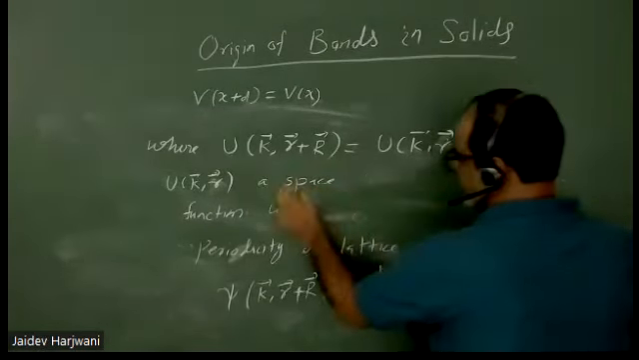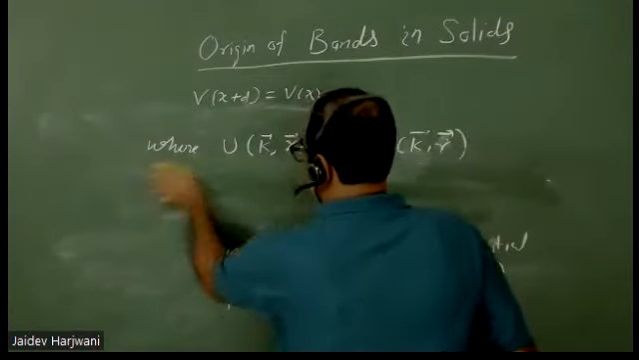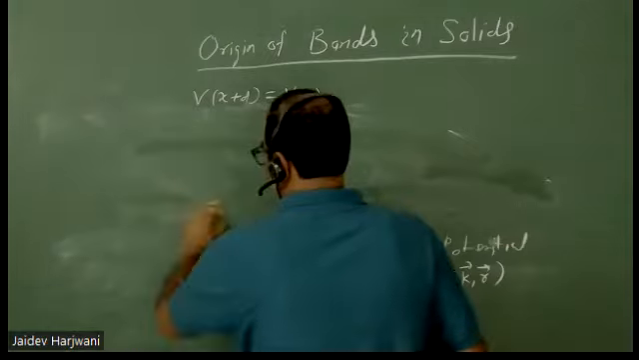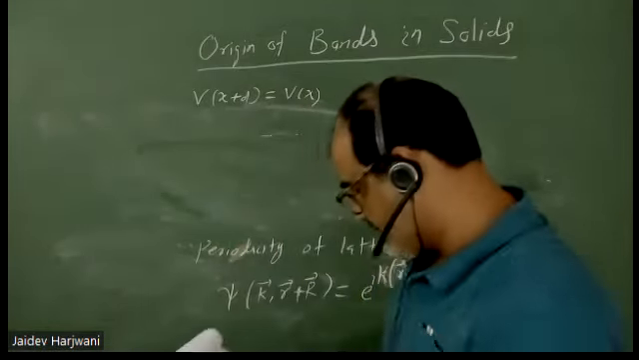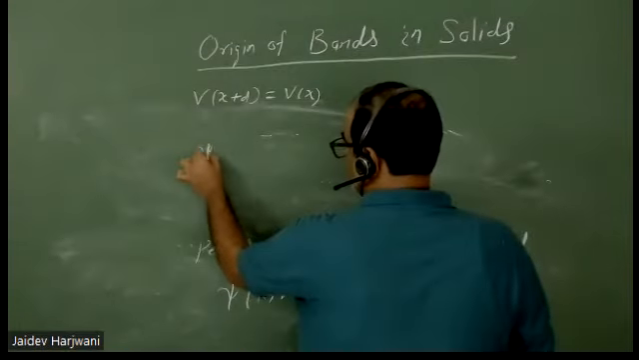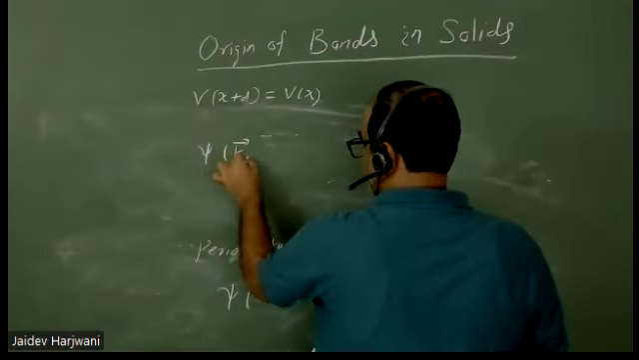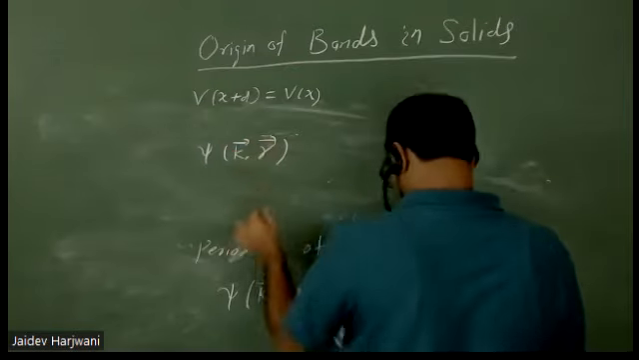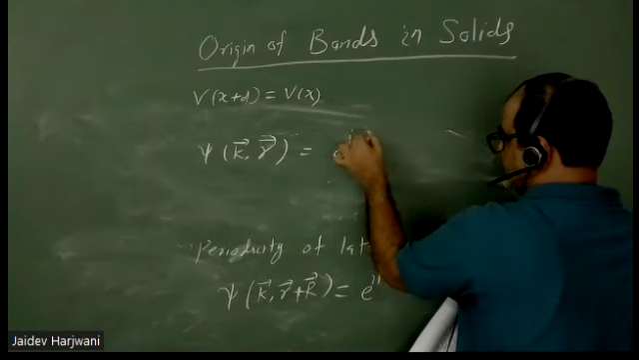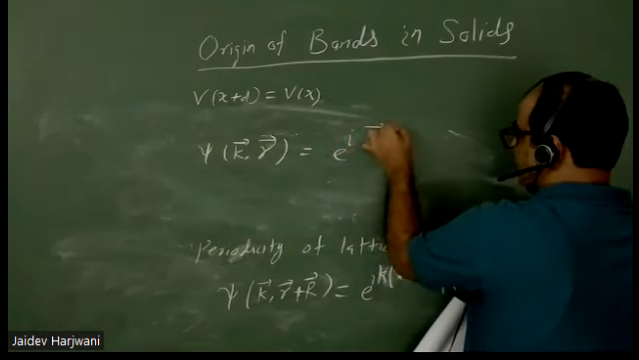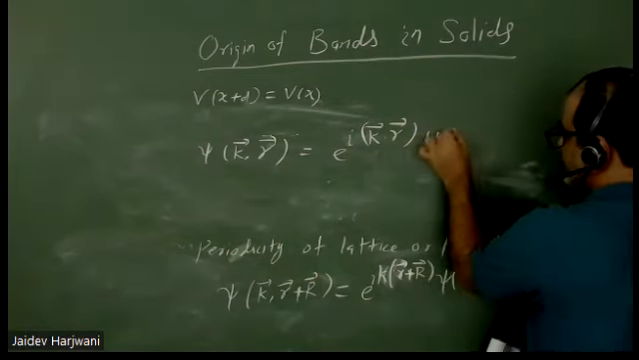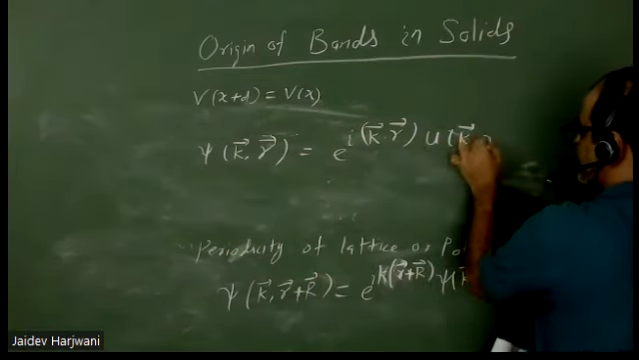So let me write the definition. What is a Bloch function? My Bloch function is psi_k(r) equals exponential i k dot r times u_k(r).